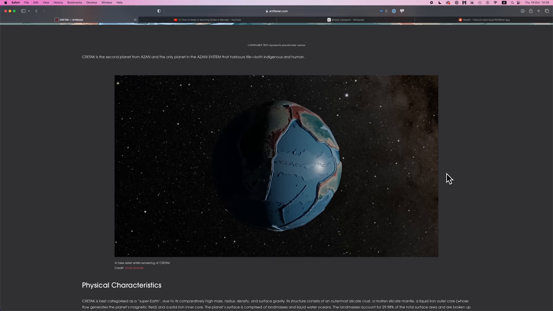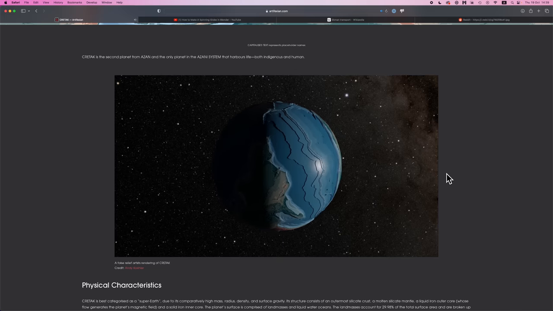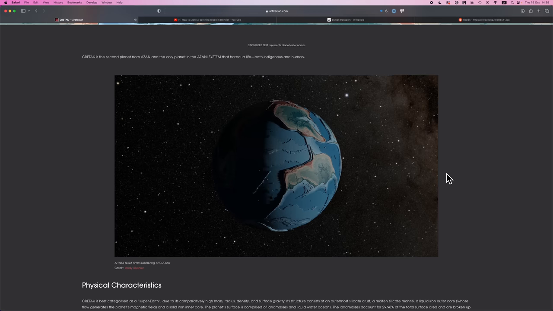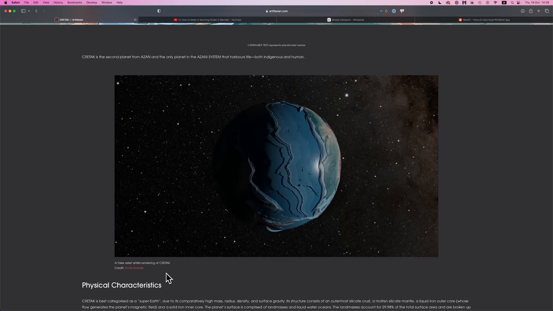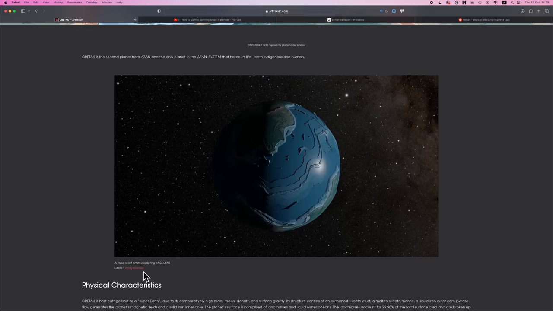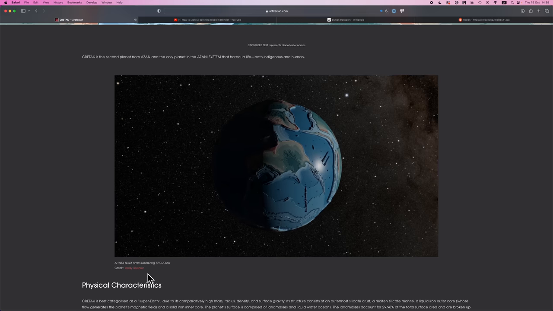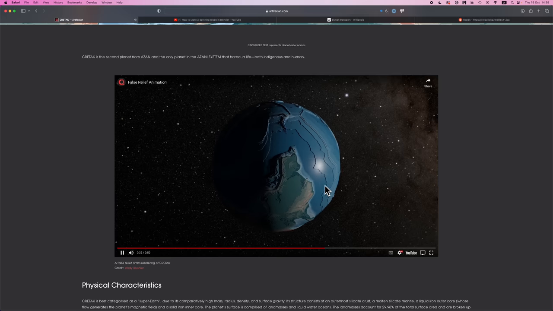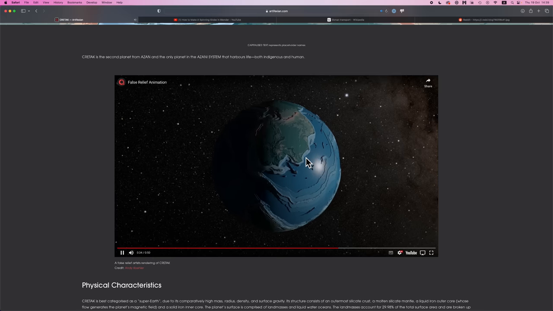So this is a false relief view of the planet, Cretac, spinning in space. Absolutely lovely. Adore this. Now, I did not make this. I do not have the skills to make this. Shout out Andy Koehler, I think. Could be Koehler. They are a really talented Blender artist who put this together for me. So shout out to them.